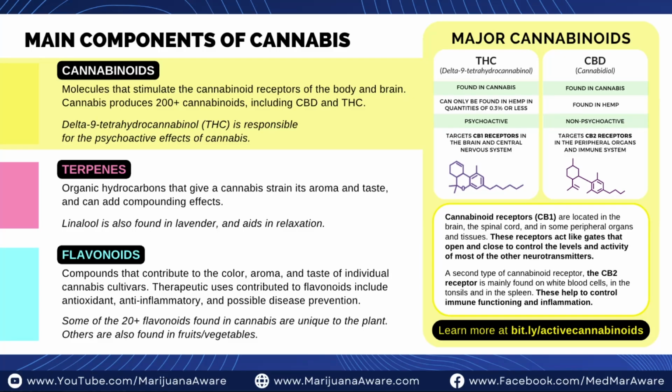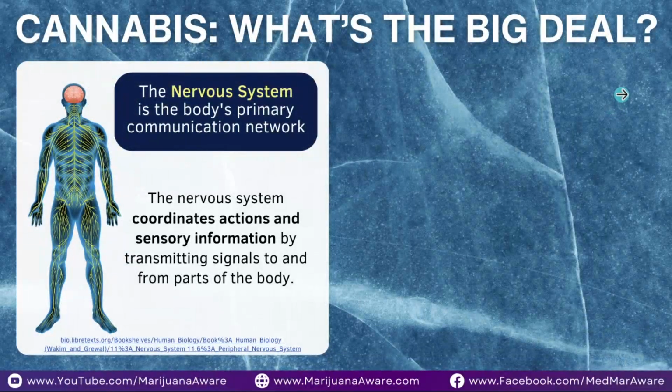Now, CBD does not have psychological or psychotropic effects. It allows you to address a lot of the white blood cells. It also works with your tonsils and your spleen, and it helps control the inflammation in your body, as well as the way your immune system functions. So both of these are like super vitamins that help you manage your particular body.